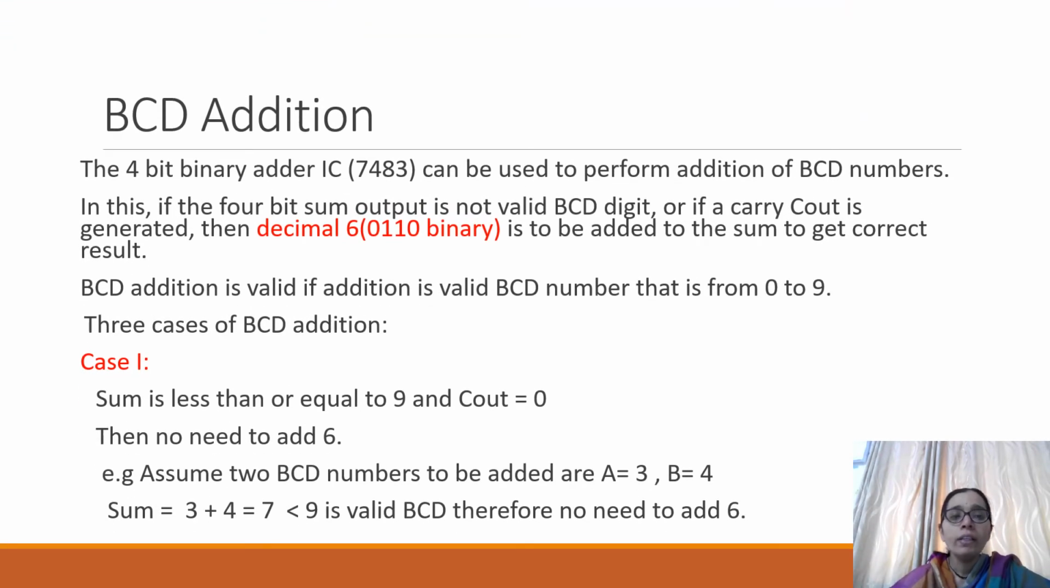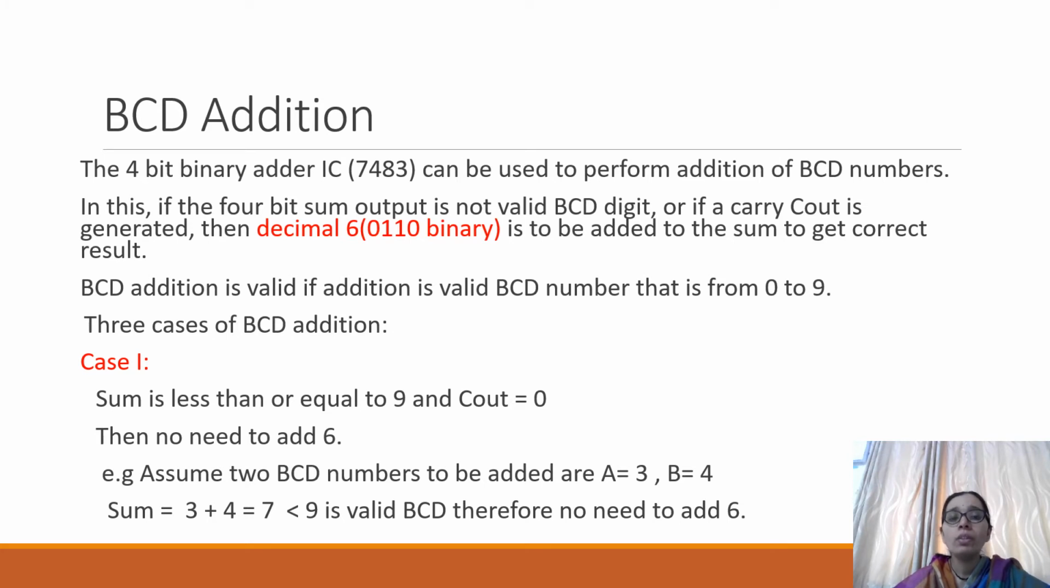Now we have studied the prerequisites that are required for the BCD addition. Now we will see the BCD addition. We have to design a BCD adder using the 4-bit binary adder IC. So to design this, we have to consider first which are the different cases of BCD addition.